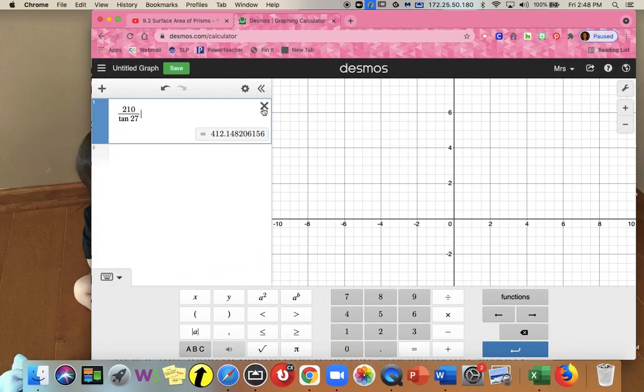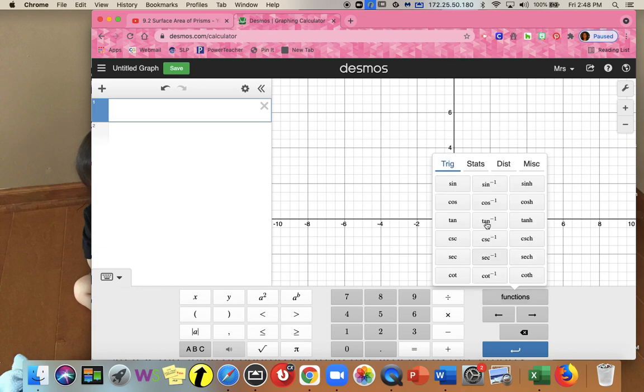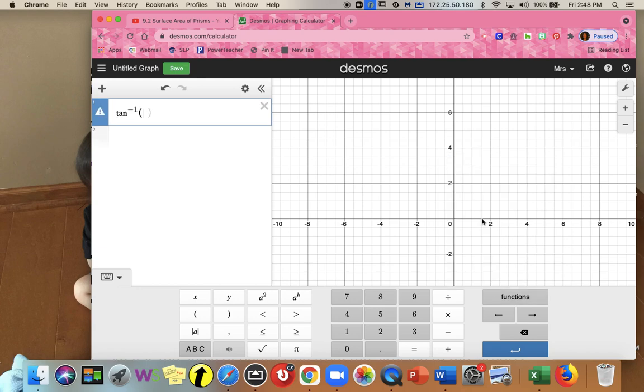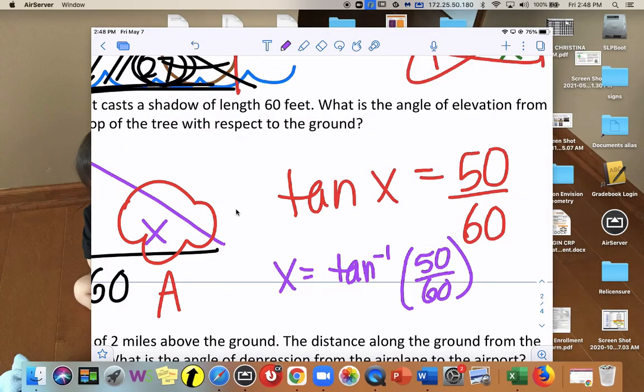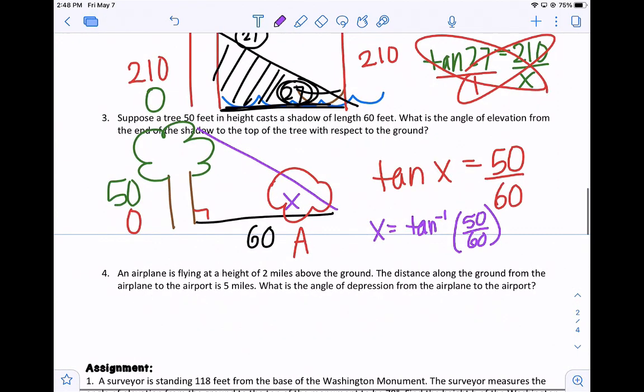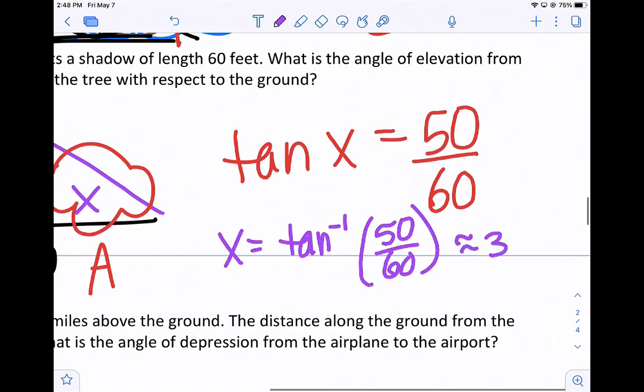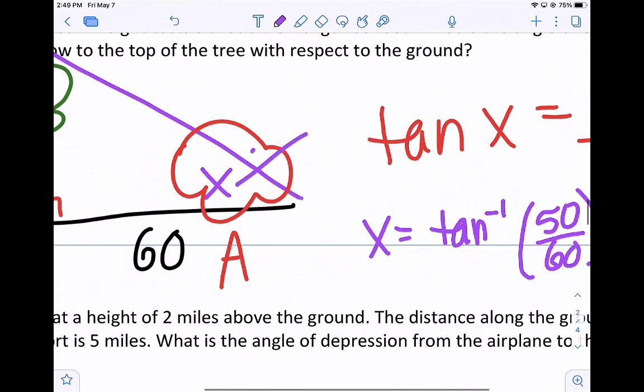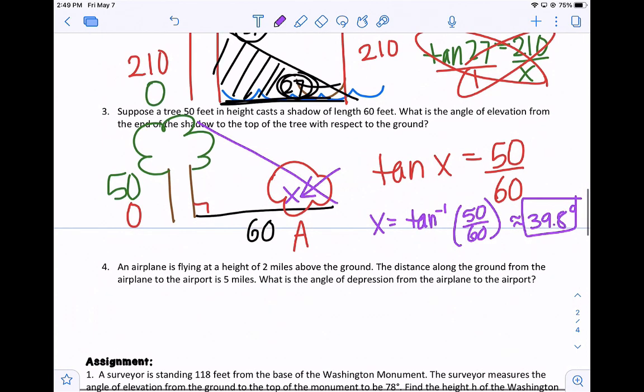So tangent inverse, so we can use the function key. Tangent inverse, or you can type in tangent to the power of -1. And it's 50 over 60. And we can see our angle of elevation is about 39.8 degrees. Okay, so x right here, 39.8 degrees, and that is this distance that we're looking up right here, 39.8 degrees.